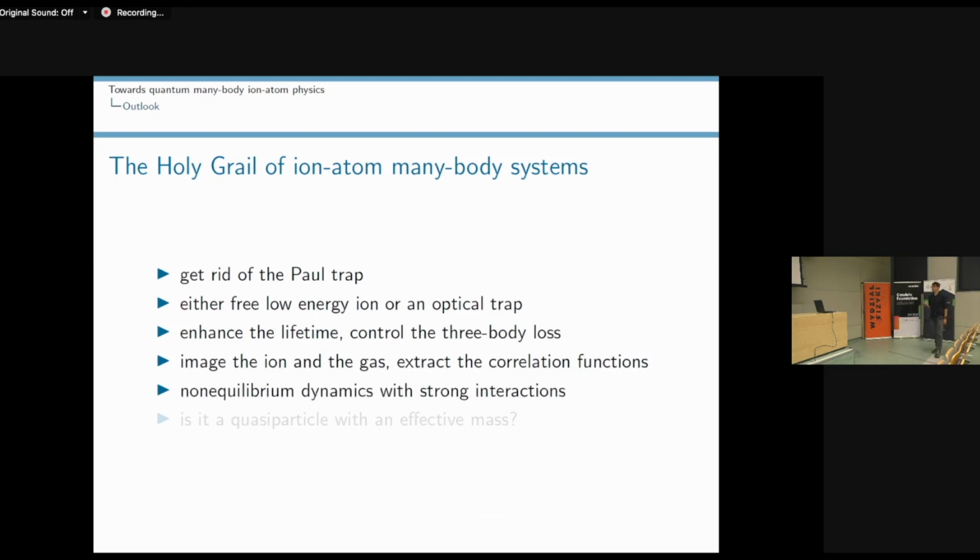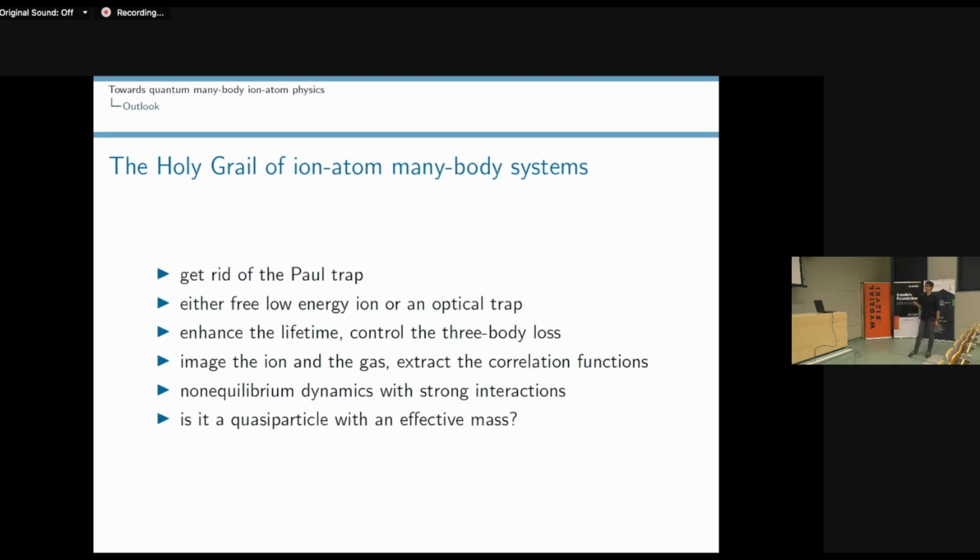Ideally outside of equilibrium, of course, so to probe some transport dynamics. And this is a problem which has been studied for a very long time, since the 1930s, since the beginning of quantum mechanics, but still we do not have that many results on that. And in such a controlled system, I think it's a perfect test bed for this type of measurement.